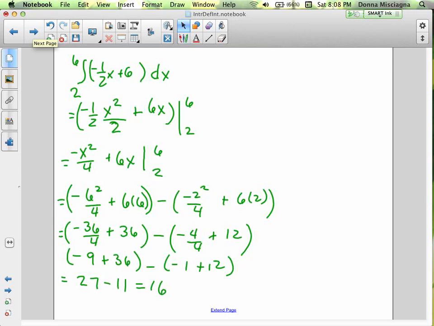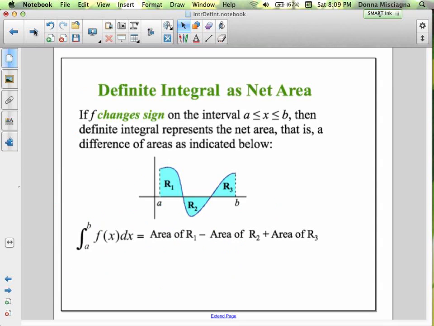There we go. 3 ways. So you should be able to connect the 3 ways: as a geometric area, when we can actually calculate it out as a geometric area, by integrating and evaluating, and the limit of Riemann sums.